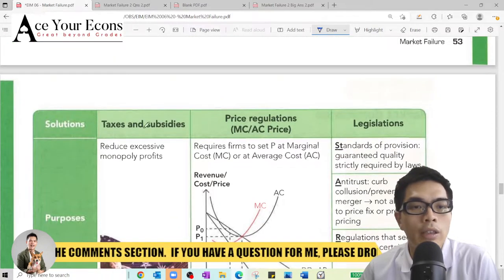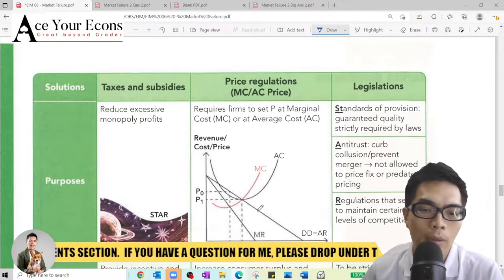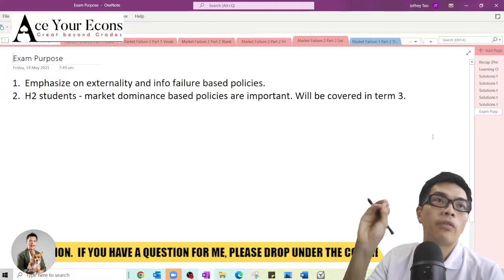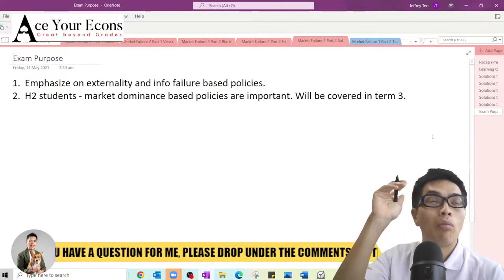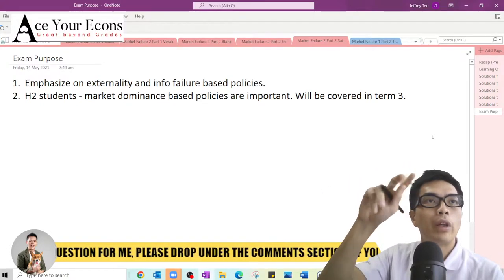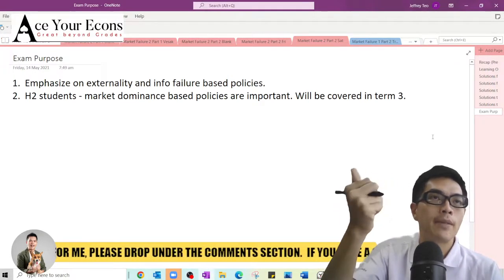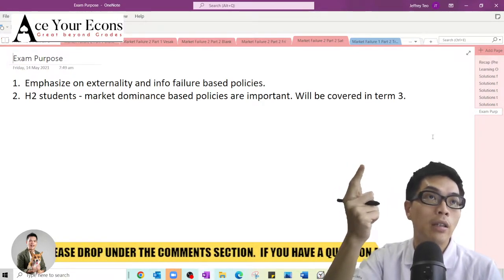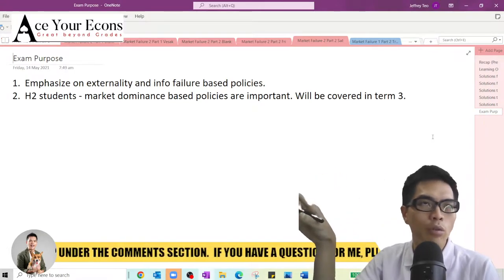So we'll be learning some things like tax and subsidy, pricing and legislation. I'll talk more about that. With this, I have come to the end of the policy part and the recap. Next week will be a lecture test, followed up with H2 topics such as asymmetric information and policies to cover that. These are the upcoming lessons that you need to know.